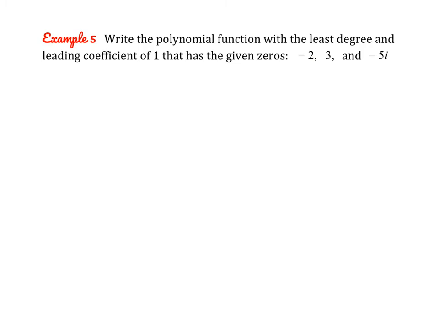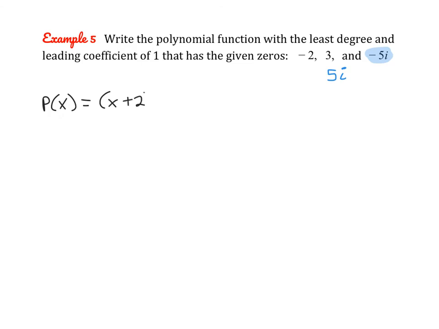All right, let's do one more together. So here it's the same prompt, but this time we have the zeros negative 2, 3, and negative 5i. So negative 5i is a complex zero, and we know complex zeros always come in pairs. So it's implied that positive 5i, which is its conjugate, is also a zero. So again, we need to know that theorem to know that we have that fourth zero. So now let's start turning our zeros into factors.